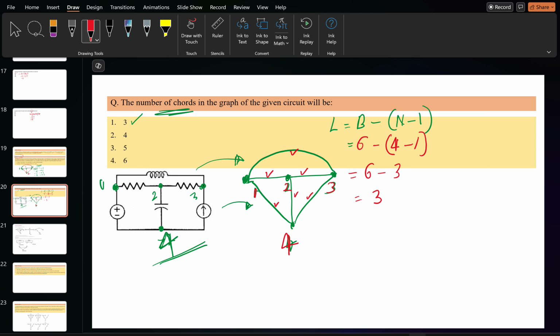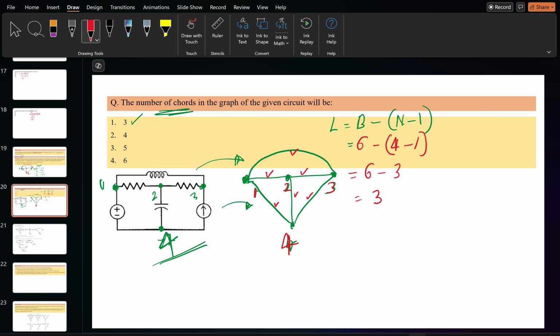Okay. So the answer given by one of the students that it is equal to 5, 5 is not the correct answer because that is the number of branches of a tree. That is the twig. Twig is equal to n minus 1. Okay. So when you're finding the number of links or number of chords, that is equal to the number of branches of a co-tree. That is equal to b minus n minus 1.